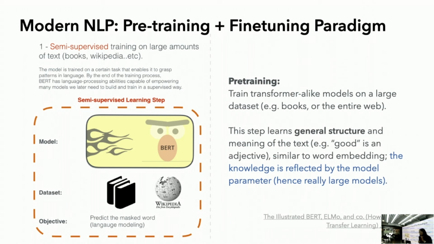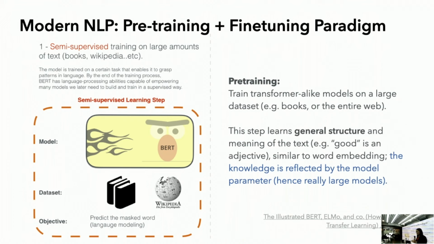We will come back to GPT-3 and the RLHF soon. But the introduction of transformers, which is also utilized by BERT, actually started this modern NLP paradigm, the pre-training plus fine-tuning paradigm. Until last year, this paradigm was very popular.